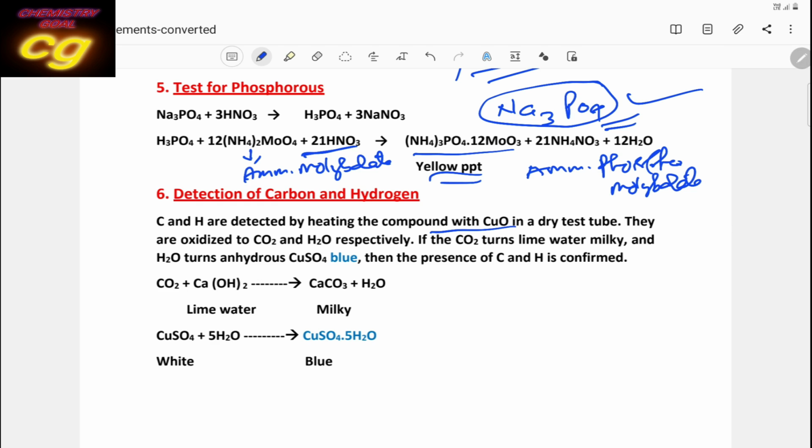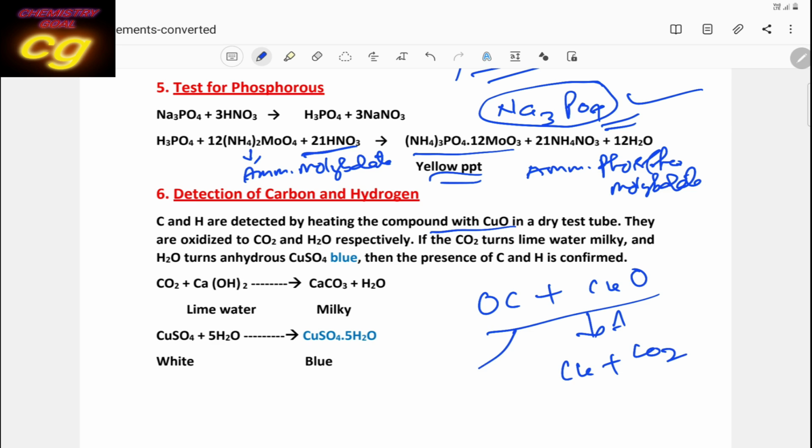When the organic compound is heated in presence of copper oxide, organic compound plus copper oxide, when this mixture is heated, then what happens? As the organic compound contains carbon, we know carbon is a reducing agent. It reduces copper oxide to copper and carbon dioxide. And if the organic compound contains hydrogen, then what happens? Hydrogen is also a reducing agent. It reduces copper oxide to water and copper.